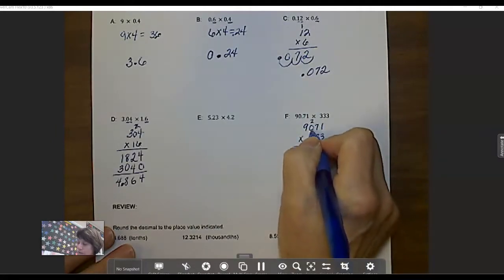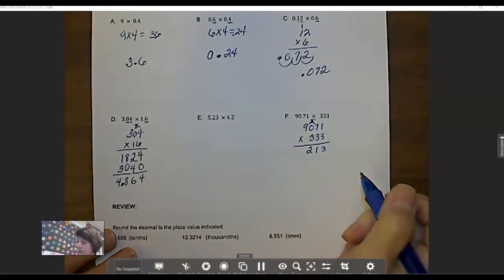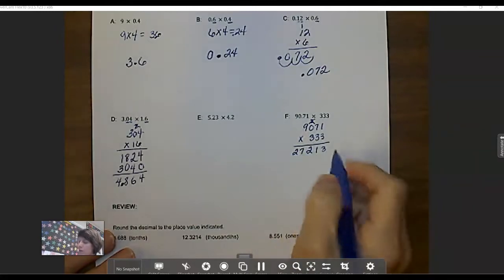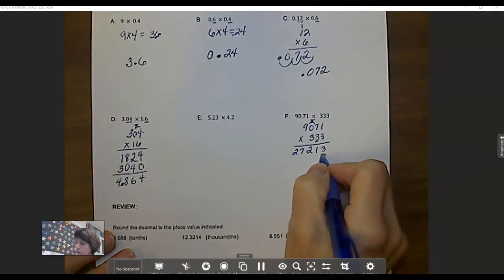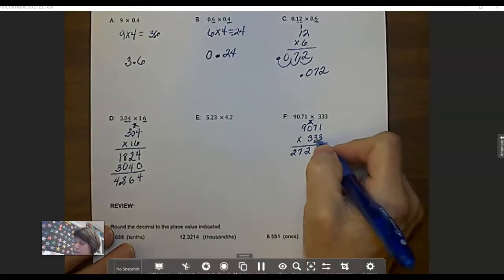3 times 0 is 0, plus this 2. We'll cross that out so I don't reuse it, is 2 here. And then 3 times 9 is 27. Okay. So then I am moving over to this 3, which is more like 30, so we put a 0 here. Now the good news is we're just going to repeat these numbers, but I'll crunch it out for you.